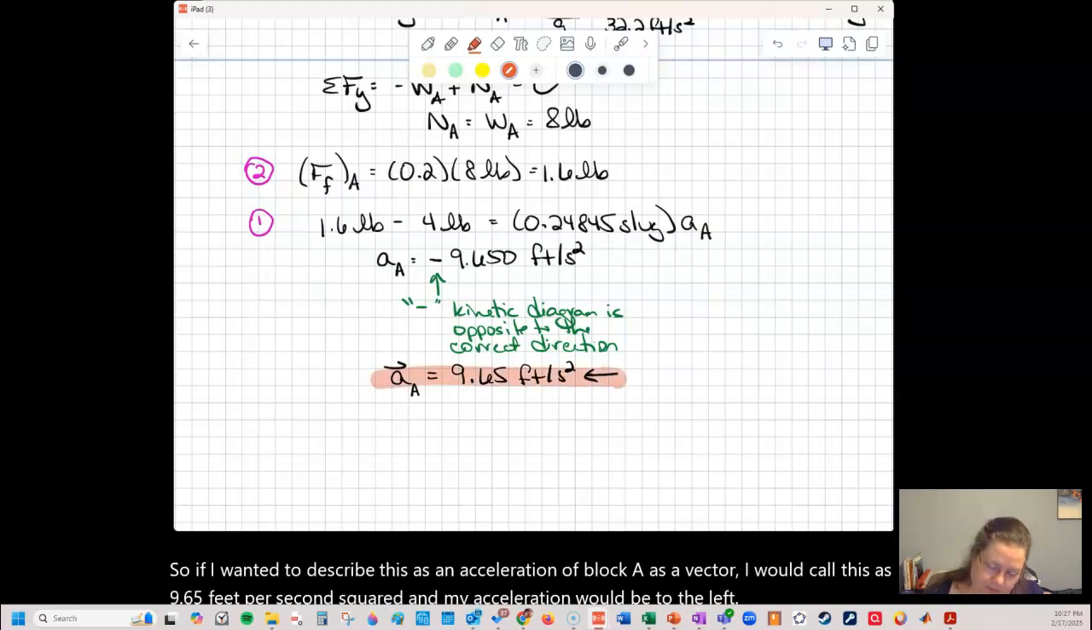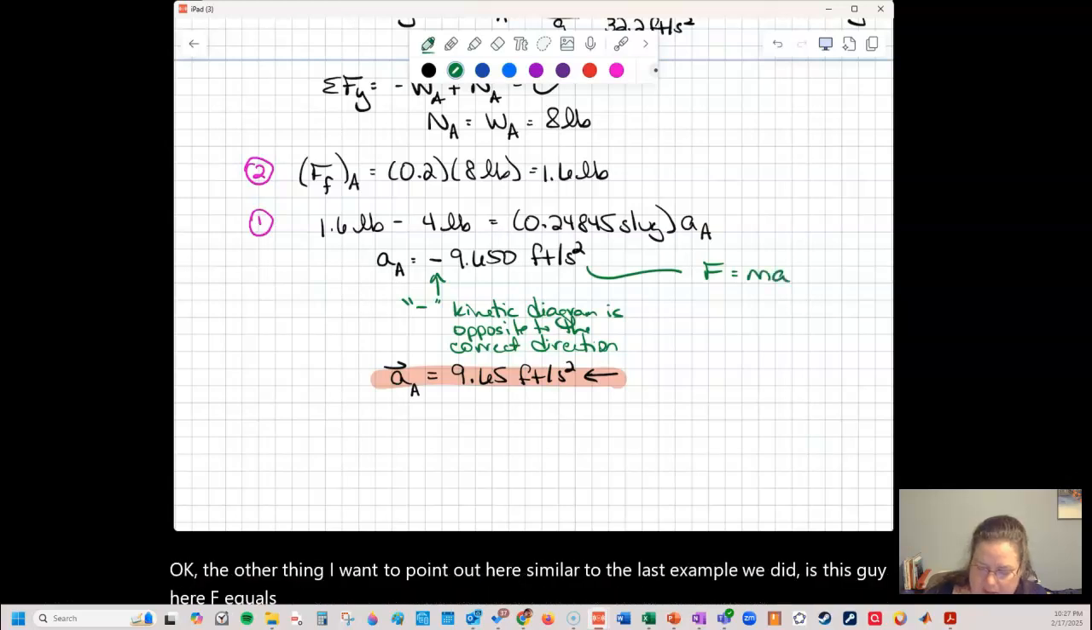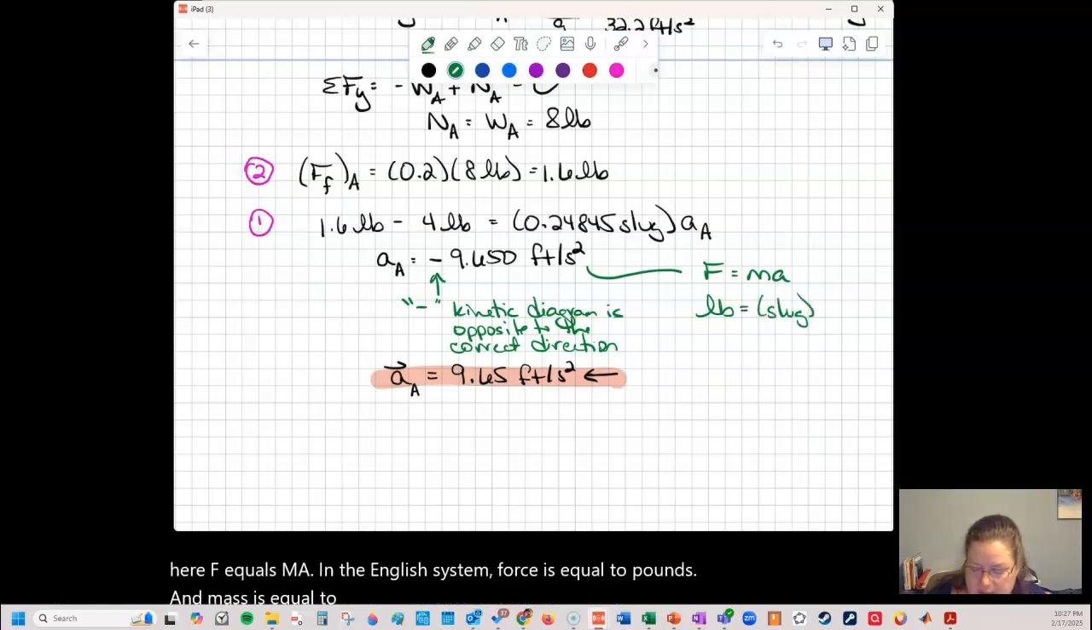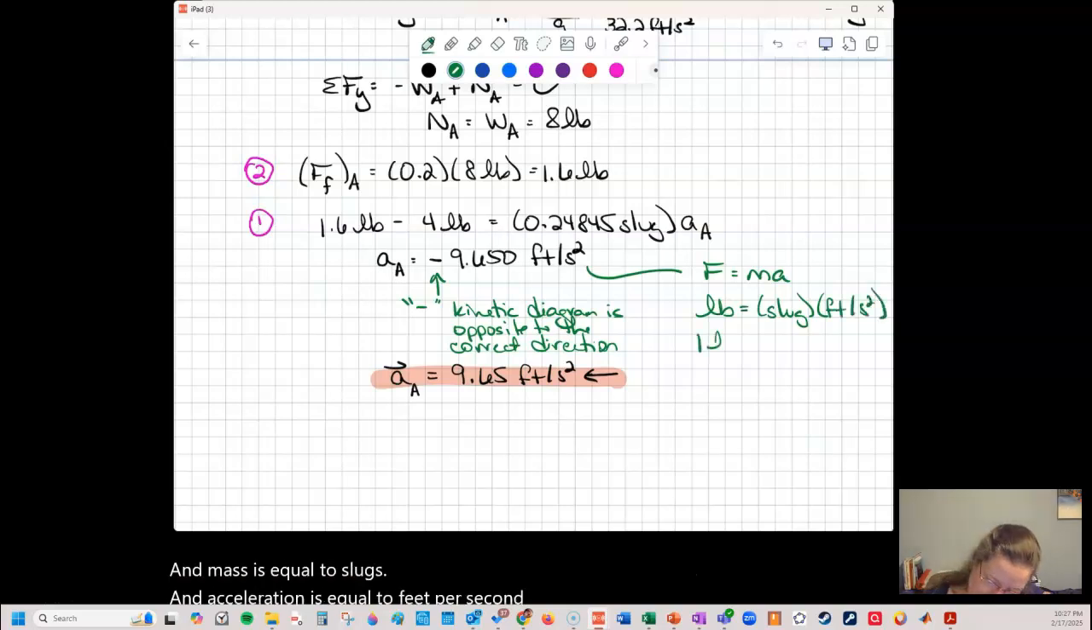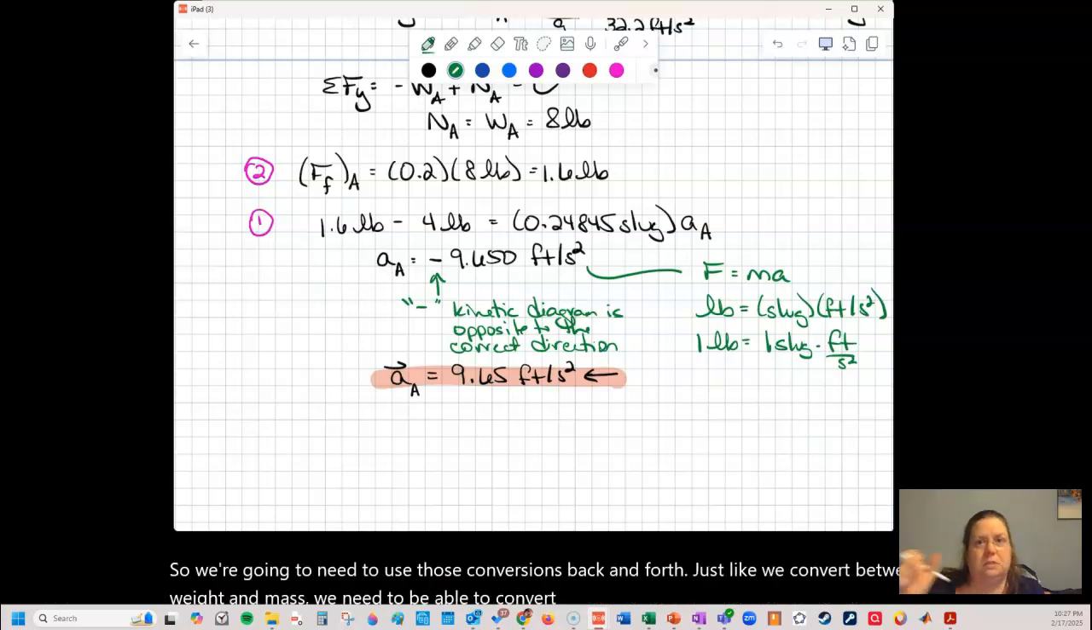Okay. The other thing I want to point out here, similar to the last example we did, is F equals ma. In the English system, force is in pounds, mass is in slugs, and acceleration is in feet per second squared. So 1 pound is equal to 1 slug times feet per second squared. So we're going to need to use those conversions back and forth, just like we convert between weight and mass. We need to be able to convert between pounds and slugs and feet per second squared. Okay.